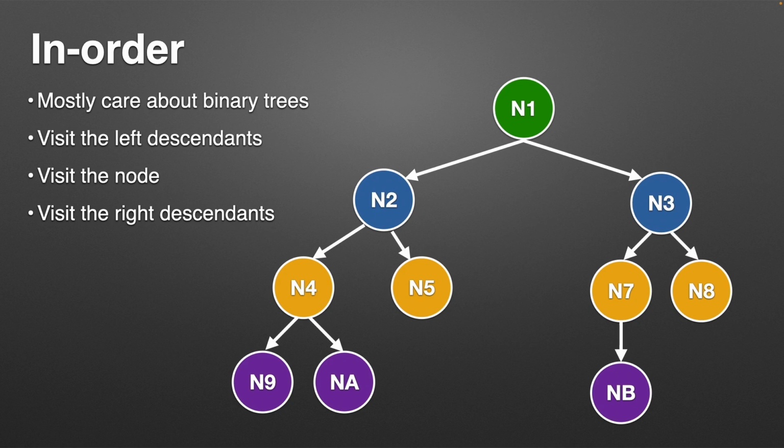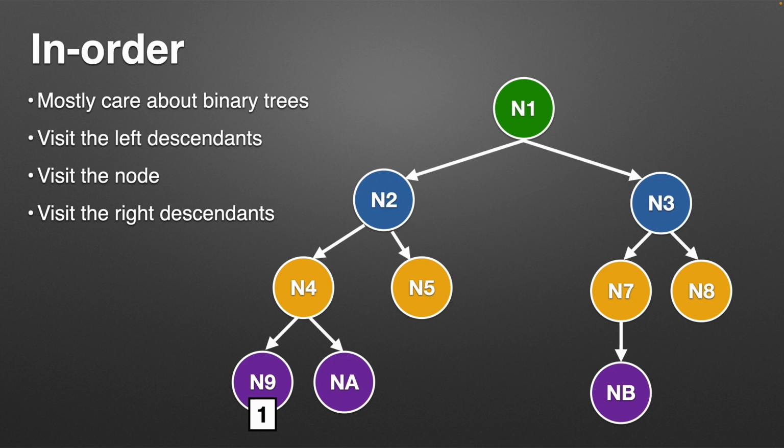So let's start with our root. We're starting with our root, but we kind of gave it away. So the idea is, okay, we're at the root. The first thing we need to do is visit any of the left descendants that it has, right? And so that first left descendant is N2. Okay, so we're at N2. Now we have the same instruction. Visit any of the left descendants that it has. Well, it does have N4, right?